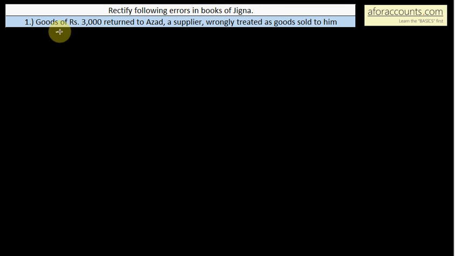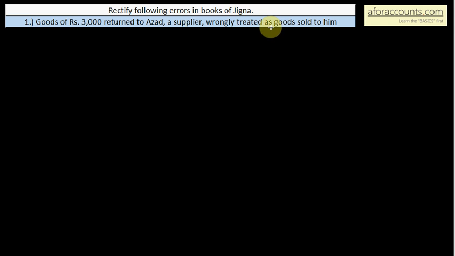First point: goods of rupees 3000 returned to Azad, a supplier, wrongly treated as goods sold to him. Okay, now goods were returned to Azad and Azad is a supplier to us. Means we should have purchased goods sometime from him. So now the purchased goods are being returned to Azad. Means it is purchase return, and it was wrongly treated as goods sold to him. That is, instead of purchase return we have considered it as goods sold to him.